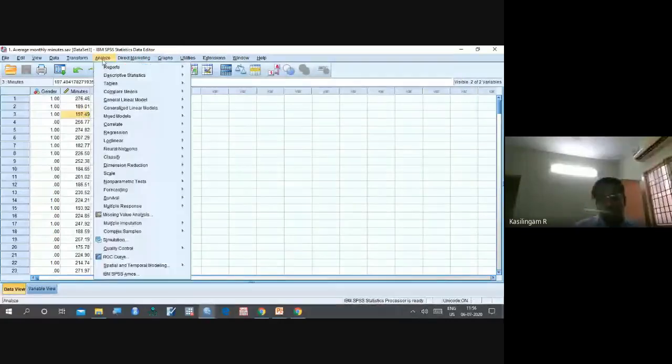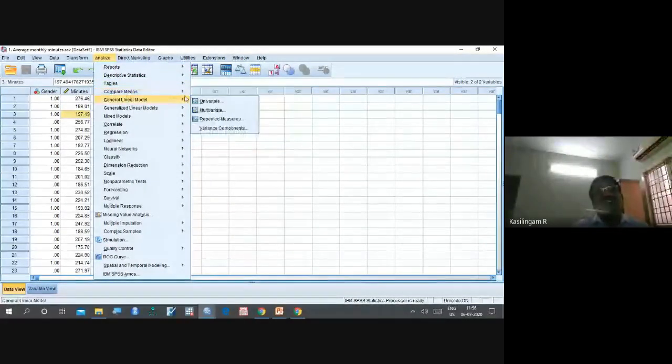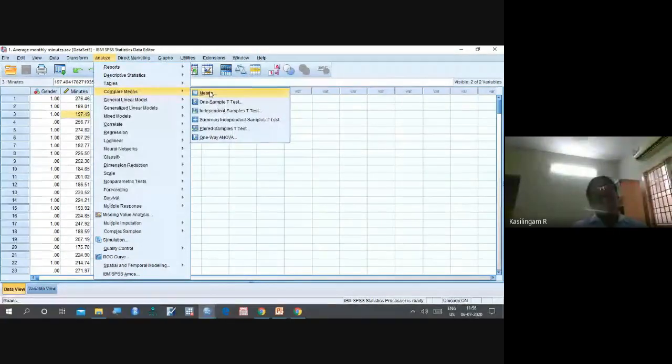Here also I am going to compare means of two groups. So I have to go to Compare Means. Then I can see the list. Here, Independent Samples t-test. Right, very good.